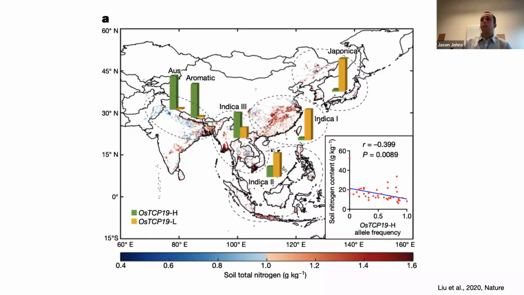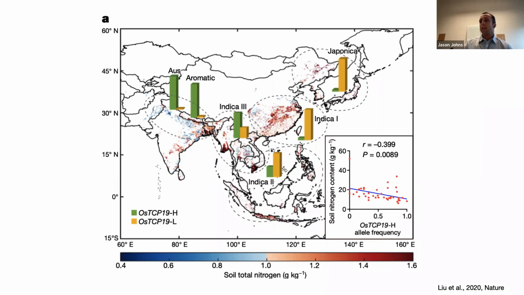And so here we're looking at a map with several different varieties of rice across Asia and in the regions that they came from. And the green bar representing the prevalence of the high nitrogen use efficiency allele, and the gold bar representing the frequency of the low nitrogen use efficiency allele, and then the blue and the red regions on the map representing low and high soil nitrogen in those regions respectively.